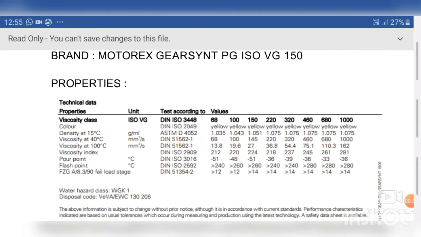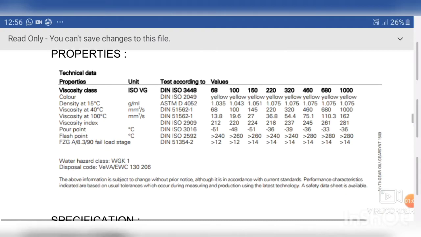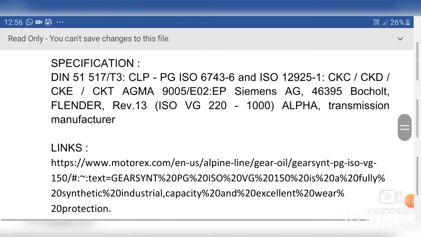The properties are: the viscosity class is 150. The color is yellow. The density at 15 degrees Celsius is 1.051. The viscosity at 40 degrees Celsius is 145. The viscosity at 100 degrees Celsius is 27. The viscosity index is 224. The flash point is bigger than 260. Those are the specifications, and the link is provided.